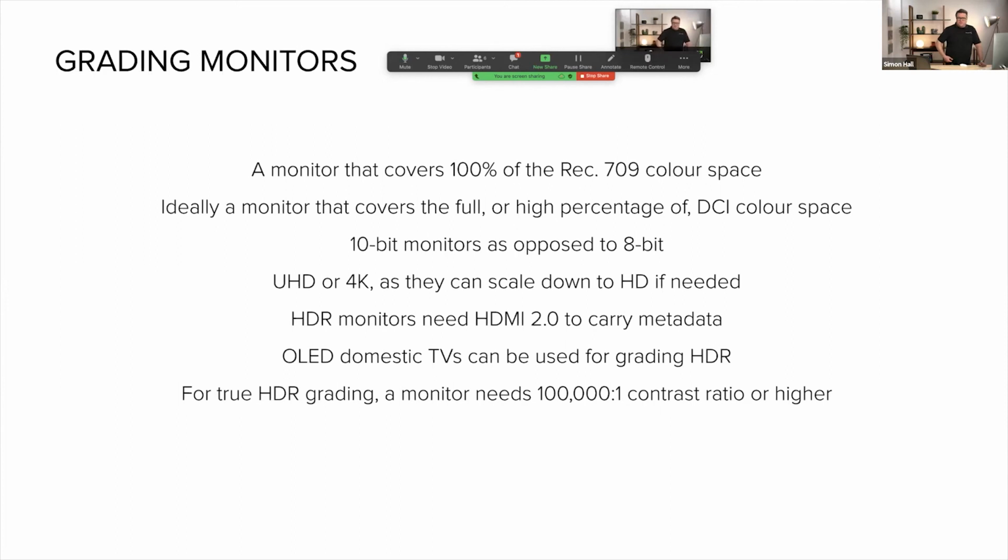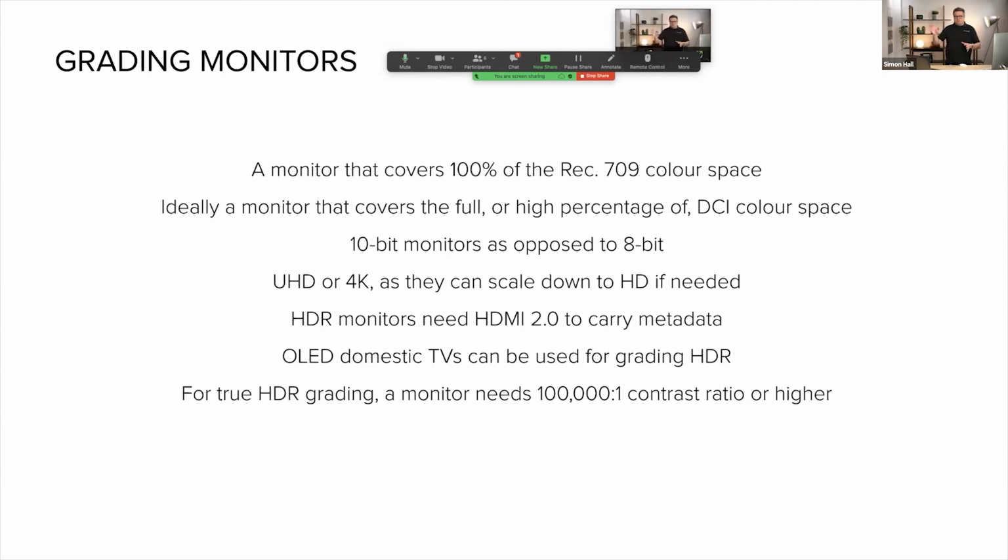If you are buying a monitor now, funnily enough, it's really hard to buy an HD monitor. They're all Ultra HD monitors. If you are looking at HDR monitors, they need HDMI. I think a lot of them do, but for HDR you need HDMI 2.0 as a connection. OLED TVs can be used for grading HDR, and for true HDR grading, a monitor needs a 100,000:1 contrast ratio. So with monitors, it depends on what you're doing, if you're going into the HDR world.